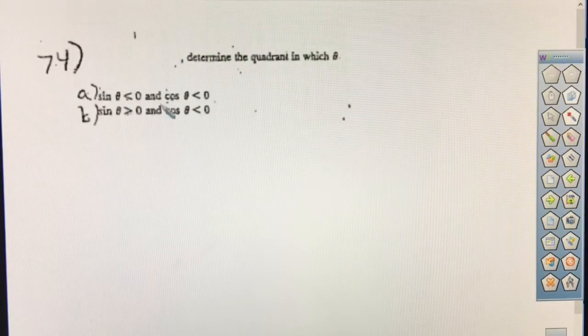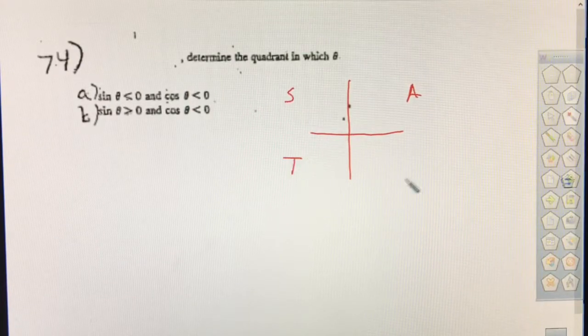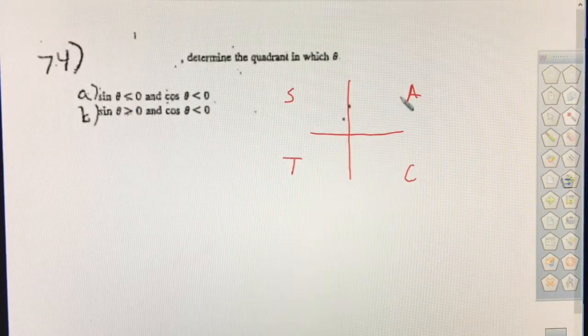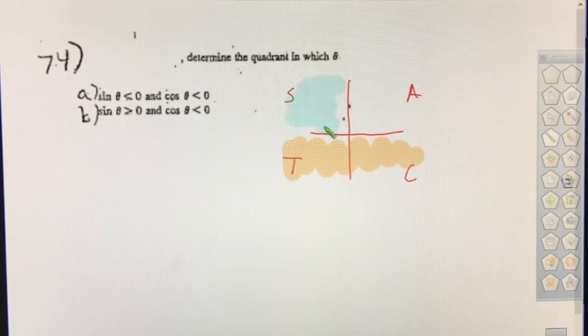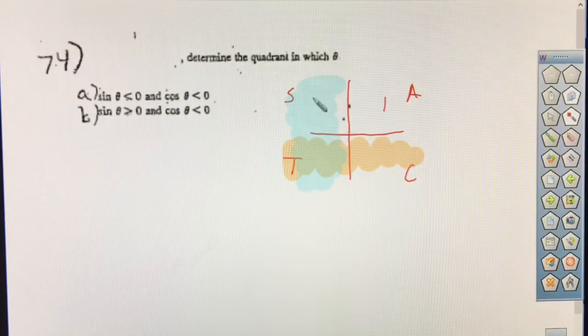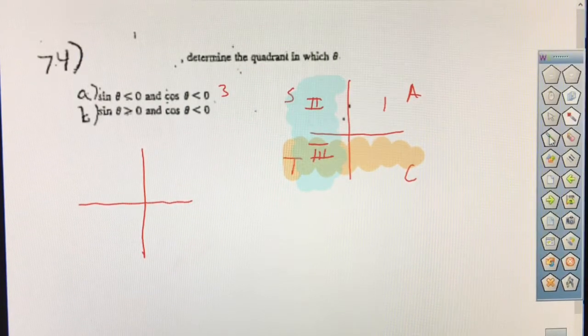74, determine which quadrant it is. So all students take calculus, type stuff. All students take calculus. Sine is positive in the top, where they're all positive. Sine is negative down here in the bottom. And cosine is negative over here on the left. So where they both overlap is in quadrant 1, 2, 3. So that's quadrant 3.